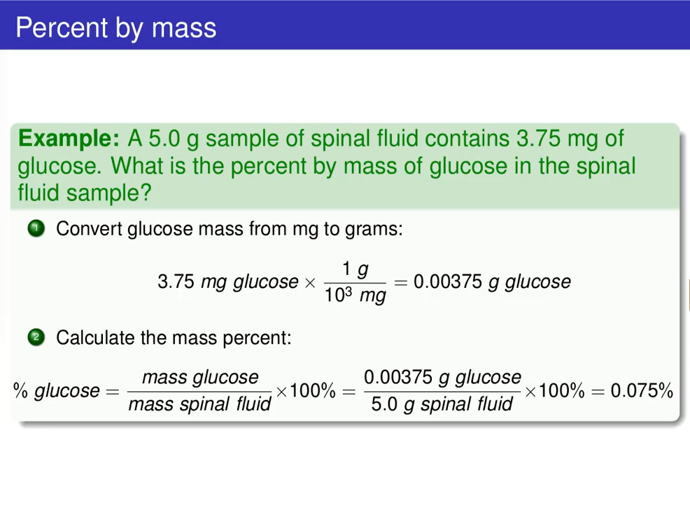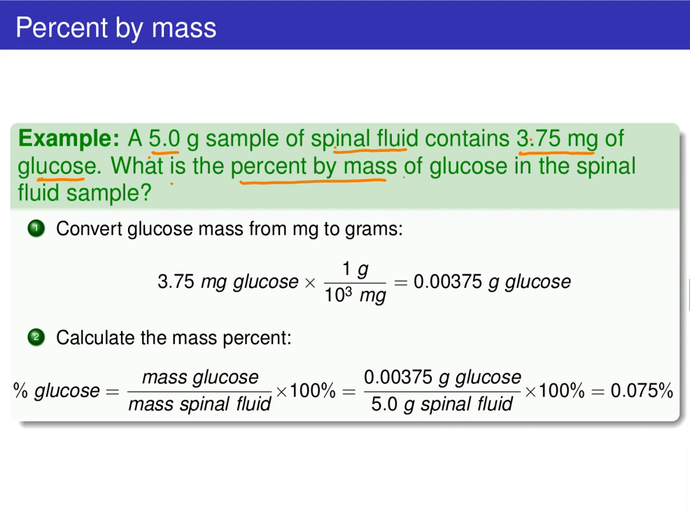First up, let's go ahead and work through a percent by mass problem. In this example, we've got a 5.0 gram sample of spinal fluid, and it contains 3.75 milligrams of glucose. We want to use this information to determine the percent by mass of glucose in this spinal fluid sample.